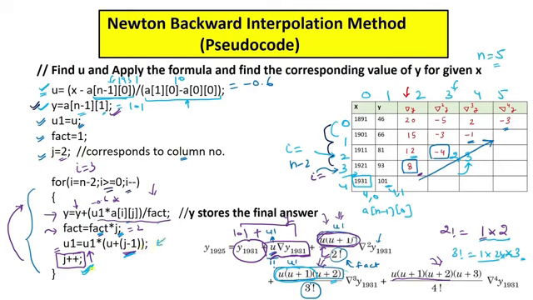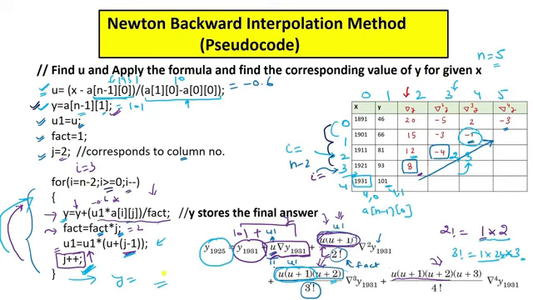And finally, before moving to the next iteration, I will say j plus plus so that I can fetch this minus 1 in the next iteration. Okay, so this way my whole formula will be applied, and finally inside this y I will get my final answer, that is y of 1925. So this way this pseudocode is working. I hope you have understood how this pseudocode is working.